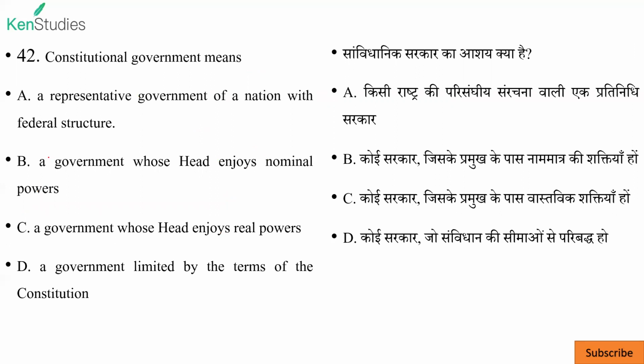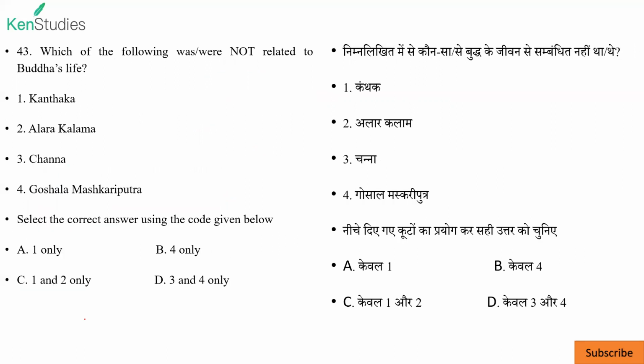Next, 42 number. Constitutional government means a government which is limited by the constitution, meaning you have to follow constitutional law. You should not go beyond the constitution. So it is limited by the terms of the constitution. So D is the correct answer.